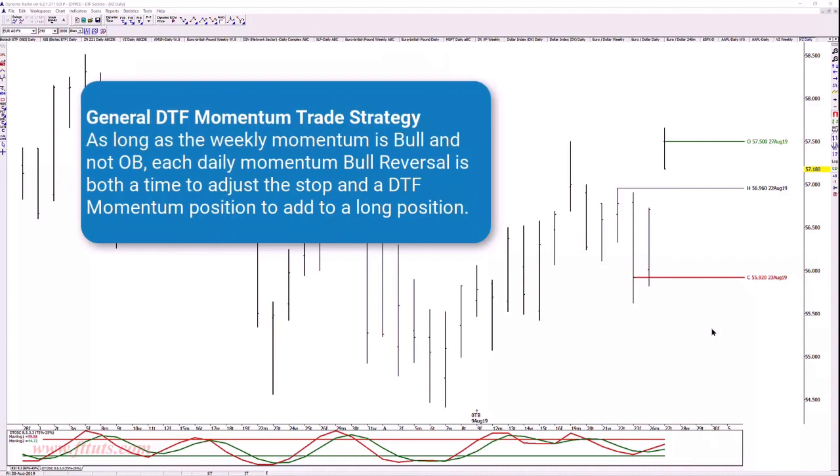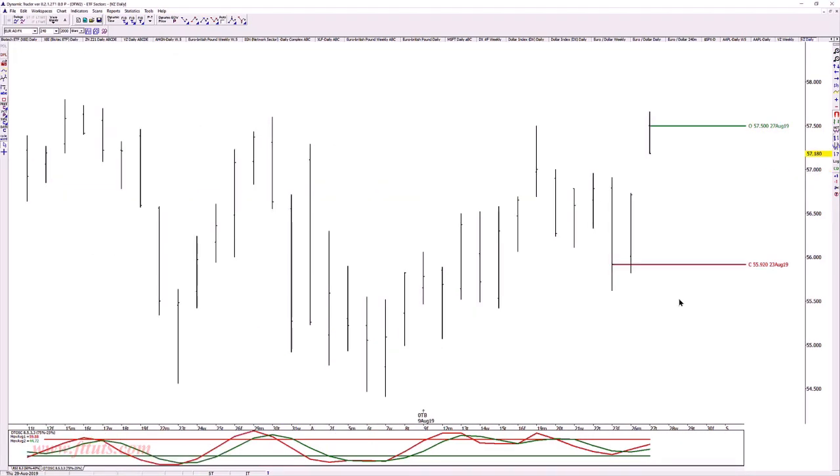So as long as the weekly momentum is bullish, we want to adjust the stop each time we make a daily momentum bull reversal. And as long as the weekly momentum is not overbought, each time the daily momentum makes a bull reversal, in most cases at least, that's another setup to go long. So we could add to the position. We'll be adjusting our stop to the swing lows made prior to the daily momentum bull reversals. Well, let's add some data and see how we'd manage this trade using primarily just our dual time frame momentum position. So let's add some data.